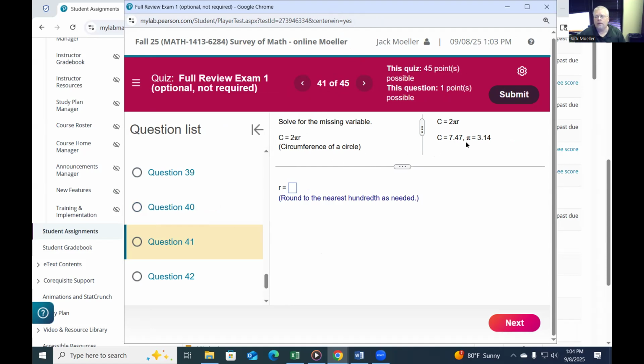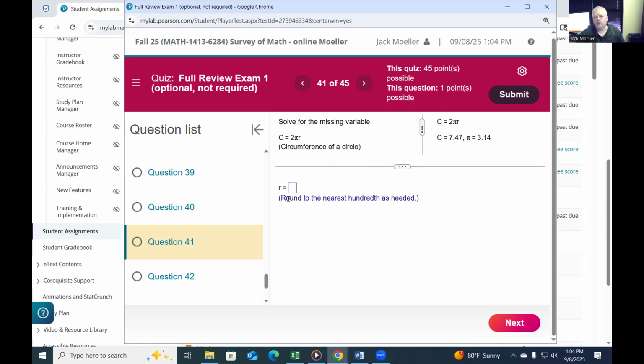And don't use your pi button on the calculator, because if you do, then you get extra decimals. And so those extra decimals might be enough to throw off your answer. On the test, they'll probably give you full credit. Just, if they're telling you pi is 3.14, then just use 3.14. So you would do 2 times 3.14, divide both sides by that number, get your R.